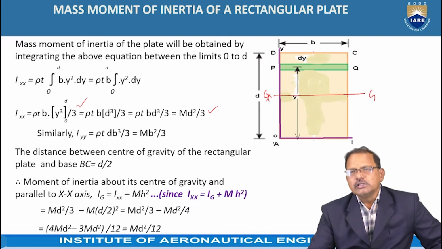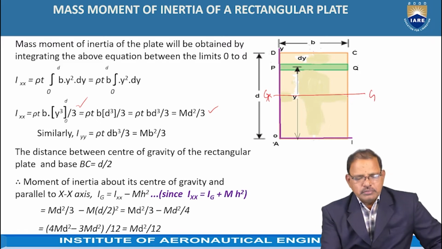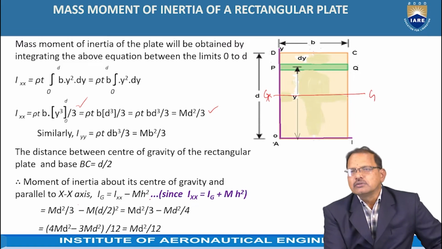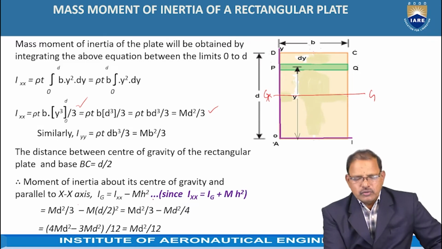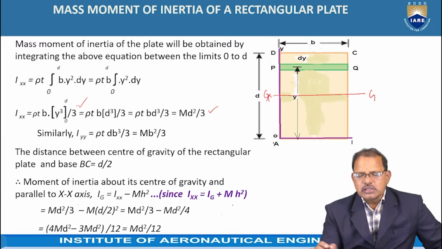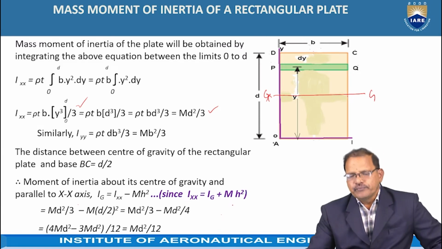So IG is equal to IAB minus M H square. Which is equal to M d square by 3 minus M into the distance between AB and GG, which is d by 2, whole square, which is equal to M d square by 3 minus M d square by 4. Finally we get M d square by 12. This is the moment of inertia of the rectangular plate about its central axis.